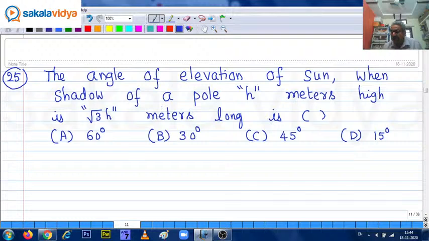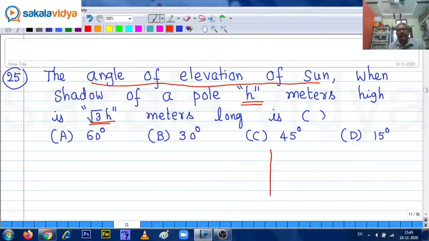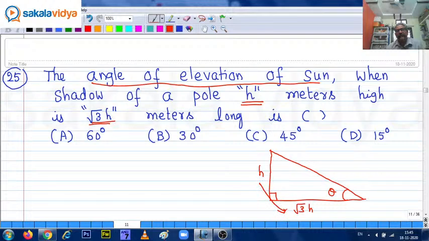Good evening Anjaneyulu Pitala. So we need to find the angle of elevation of the sun, when the shadow of a pole whose height is h meters has length root 3h. It's very simple. This is the shadow. Say the angle is theta, height is h, shadow is root 3h. So tan theta equals h upon root 3h. H cancels, 1 upon root 3.